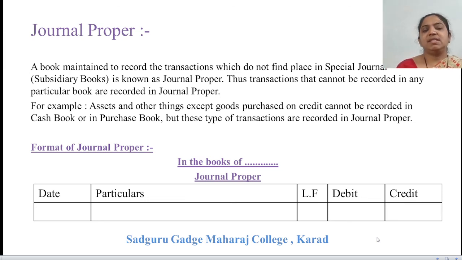In this way, today we have seen the meaning and format of journal proper. Prior to that, I taught you the purchase book, purchase return, and debit note, with meaning and format. Then sales book, sales return, and credit note, with meaning and format. And lastly, I have taught you about journal proper, a book maintained to record the transactions which do not find place in a special journal. Any transaction that cannot be recorded in a particular book will be recorded in journal proper.